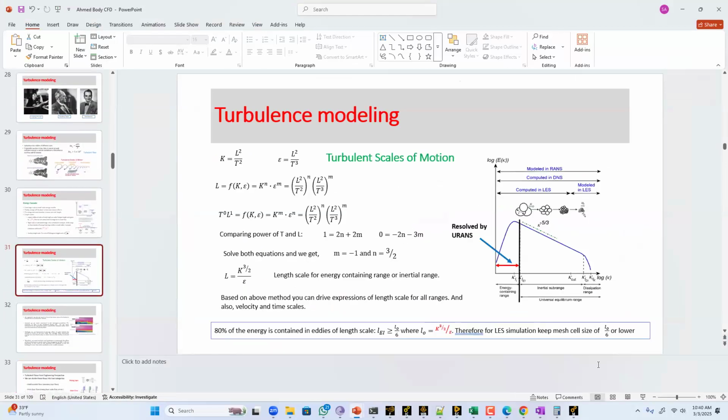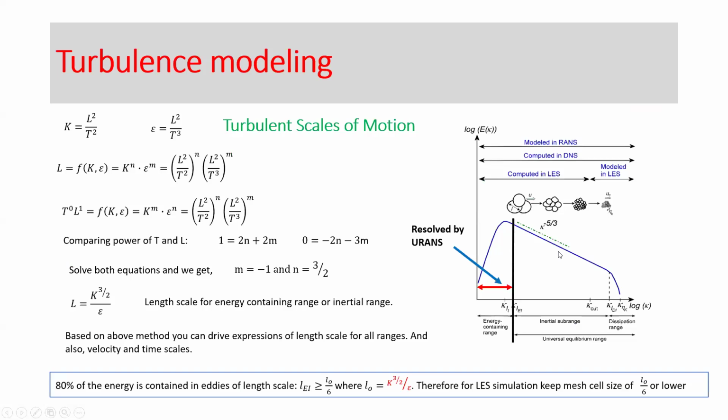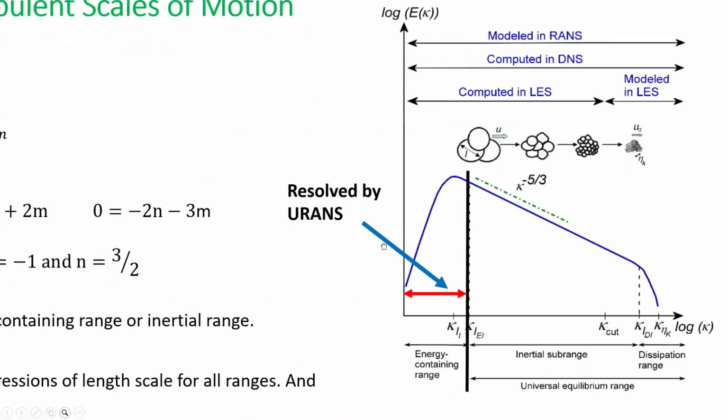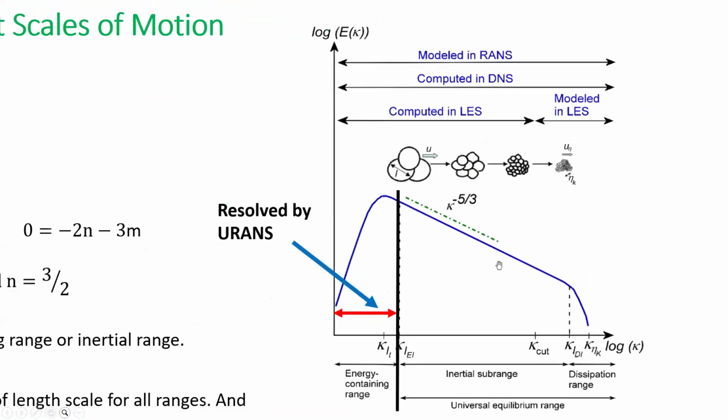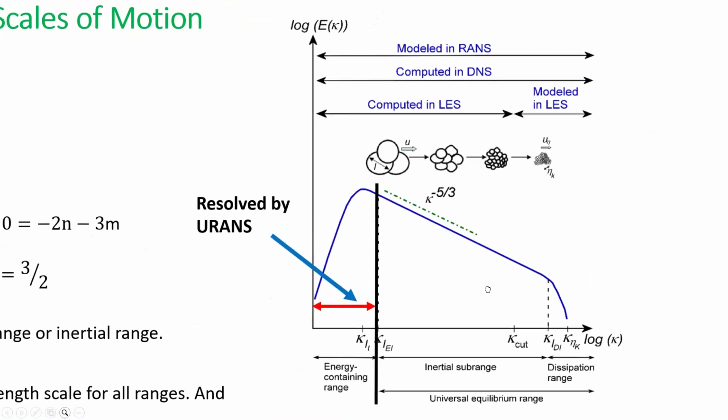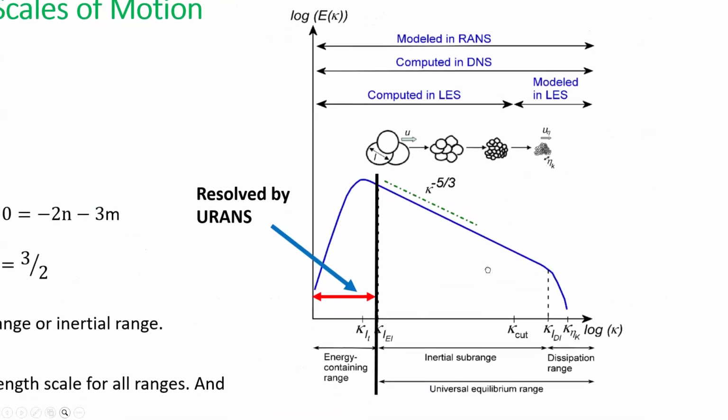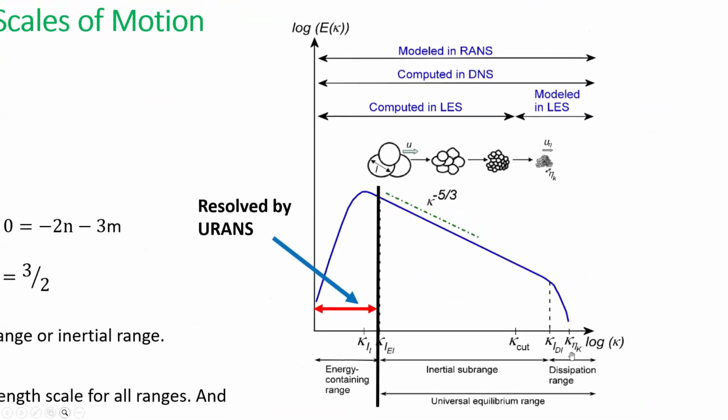So there are 3 scales. First, the energy containing range. Then we have the inertial scale, the inertial subrange, which we also call the Taylor subgrid. And then we have the Kolmogorov scale, that is the dissipation, meaning that the eddies are actually being transformed in the form of heat energy.